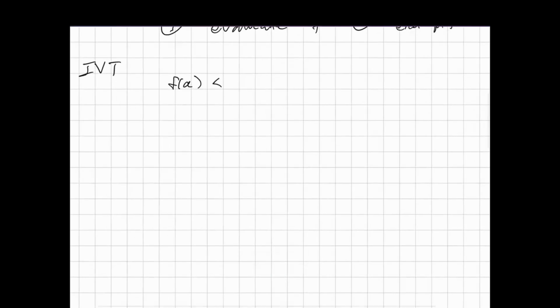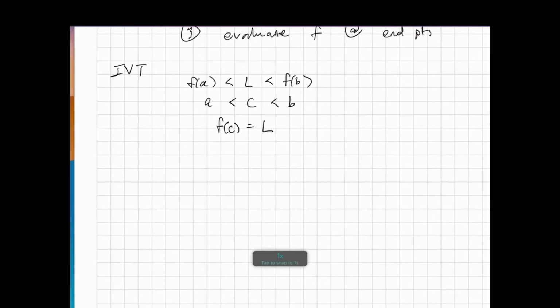So the last calculus theorem is the Intermediate Value Theorem. This one, basically, on paper, says that if the function at a is less than, let's call this value L, which is less than the function at the value b, where a is less than c, which is less than b, f at c is equal to L.